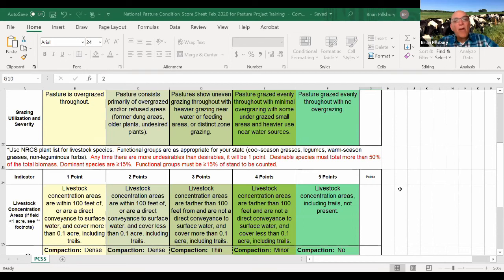Livestock concentration areas are paths that you see, or areas around trees, perhaps, where there's only one tree in the field and it's bare underneath it, or around a watering tank. If livestock concentration areas are further than 100 feet from a stream and not going to the direct surface water, and they cover less than 1/10 of an acre, you may have some areas, but if they're just small isolated spots, you would score it higher than if they are near a stream, for example on a stream bank, like that picture I showed you, and they cover more than 1/10 of an acre, which you would give a very low score.